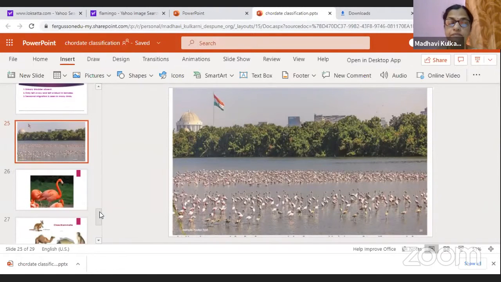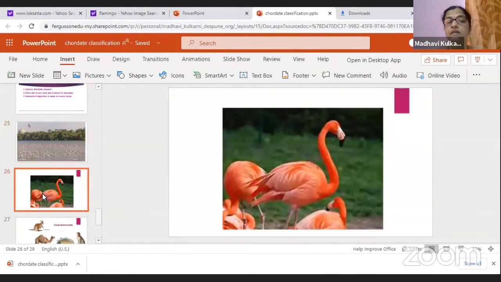Many of the birds, please remember, they not only visit the aquatic places, they also visit our other local areas also. So this is a larger picture of a flamingo.